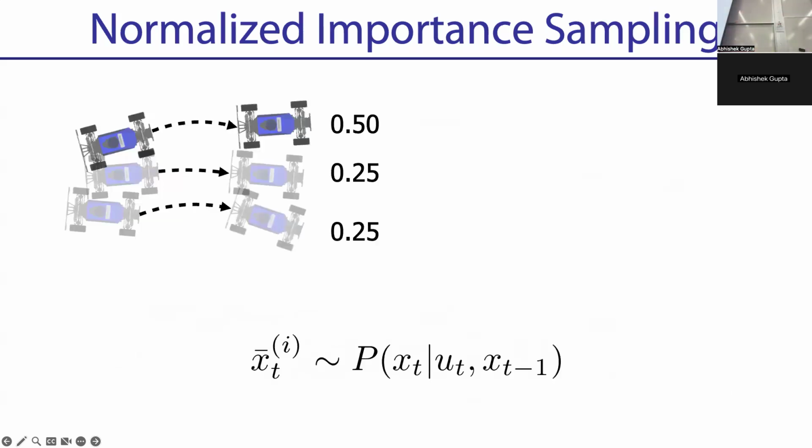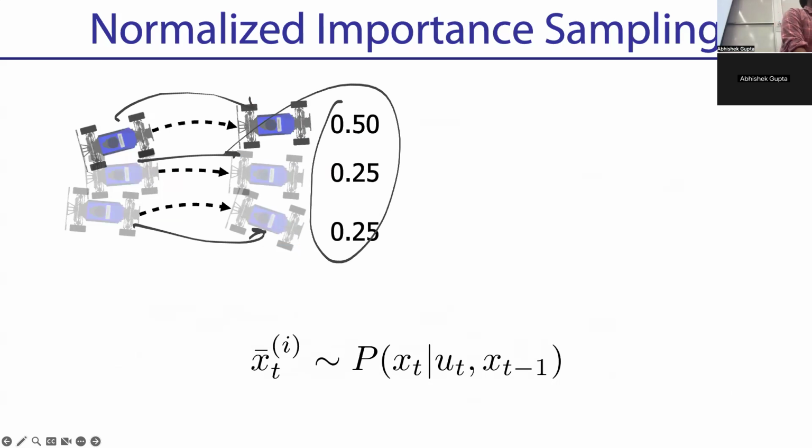Then you're going to take a step forward with your motion model. Let's say your car went to the right. That means you're going to move the states to the right. You see this one moves to here, this one moves to here, this one moves to here. But the weights remain exactly the same. So there's the motion step. You take every particle, stick it through the motion model, and move it forward.